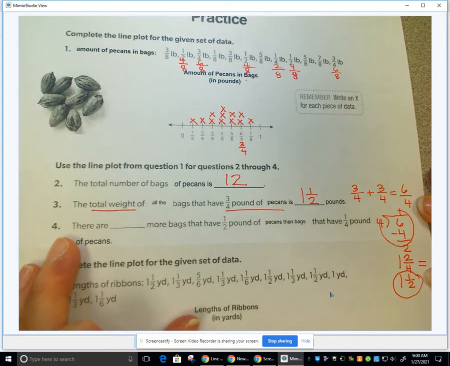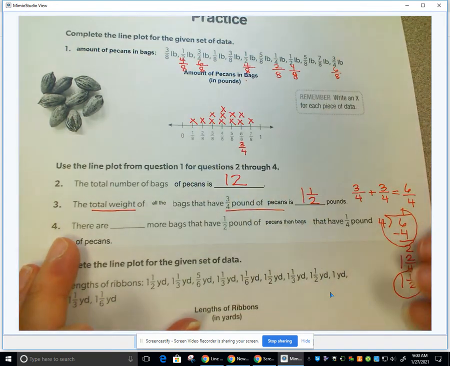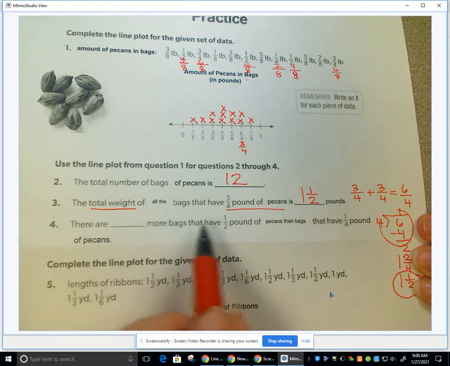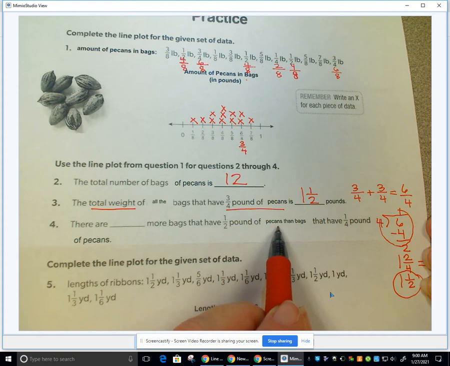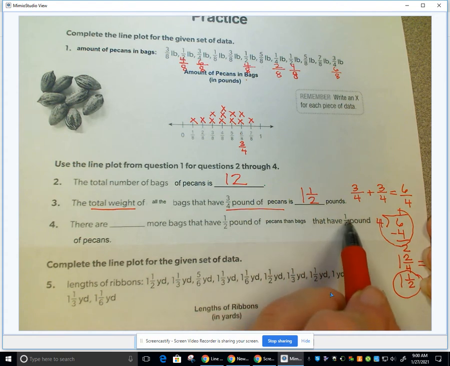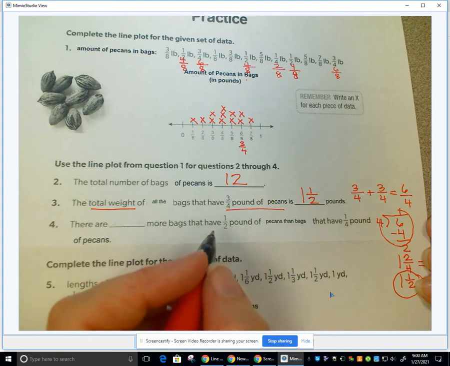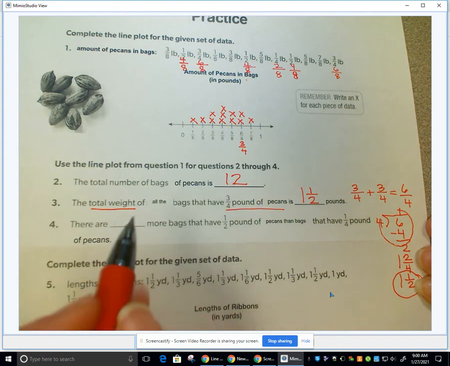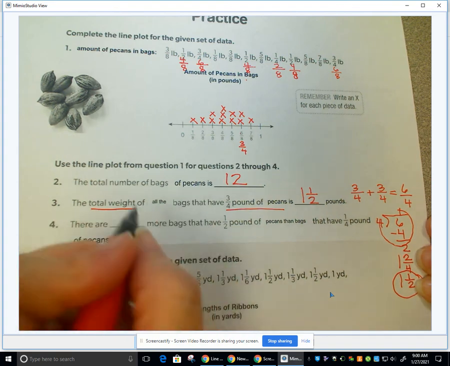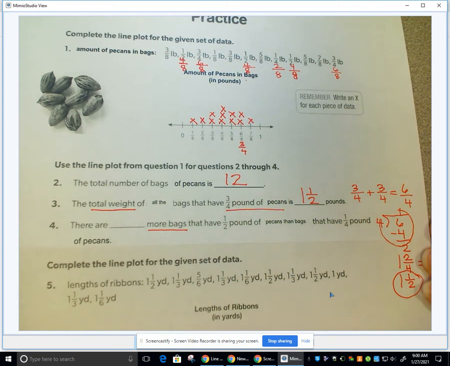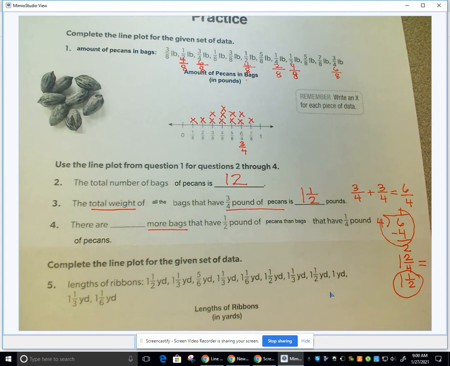Let's look at number 4. We'll still be using this data to help us. It says there are blank more bags that have 1/2 pound of pecans than bags that have 1/4 pound of pecans. Well, how many had 1/2 pound? And that, by the way, there are blank more bags. So evidently we're going to be comparing, and when we compare, we have to subtract.